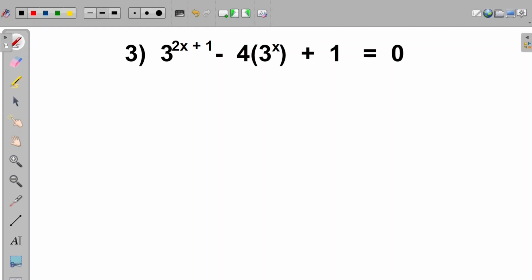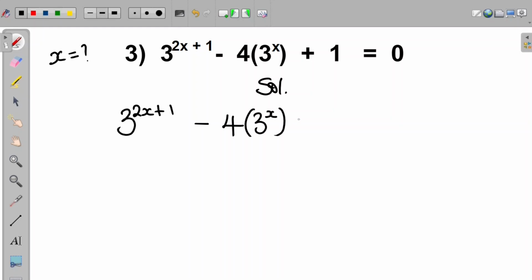Hello everyone. In this video, we are asked to find the value of x given that 3 raised to the power of x plus 1 minus 4 times 3 raised to the power of x plus 1 is equal to 0. So the equation is 3 raised to the power of 2x plus 1 minus 4 multiplied by 3 raised to the power of x plus 1 is equal to 0.